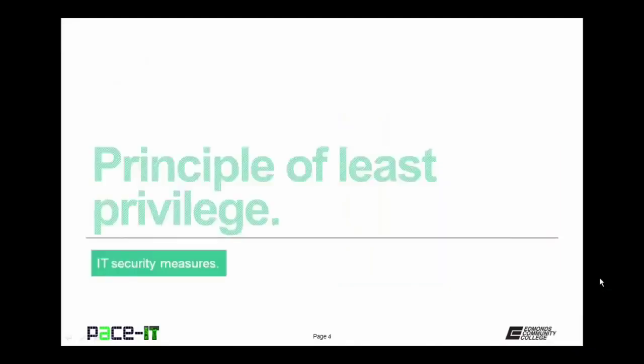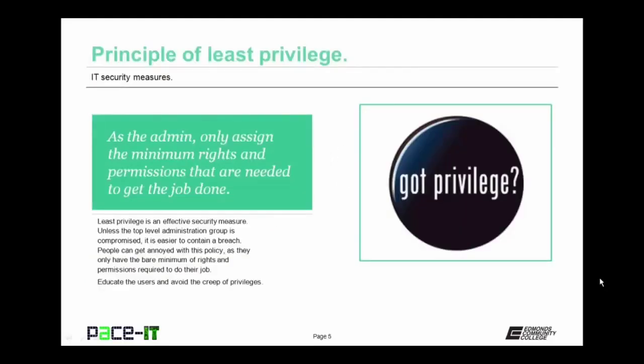We're going to begin with the principle of least privilege. Least privilege is an effective security measure. Unless the top-level administration group is compromised, it is easier to contain a breach. People may get annoyed with the policy of least privilege, as they only have the bare minimum of rights and permissions that are required to do their job.